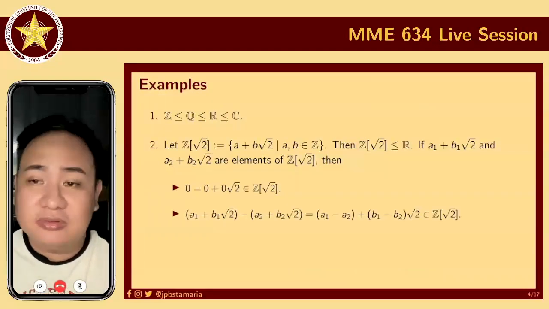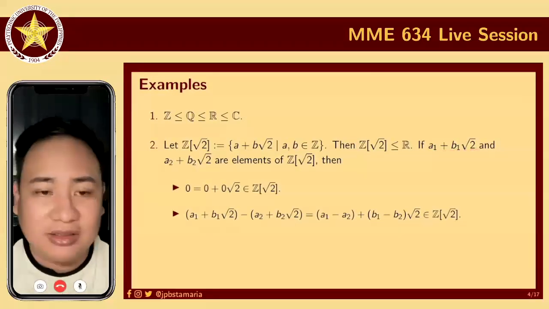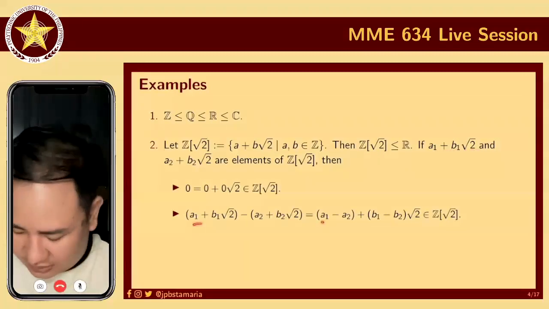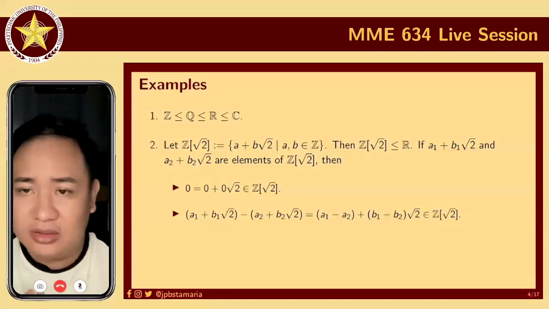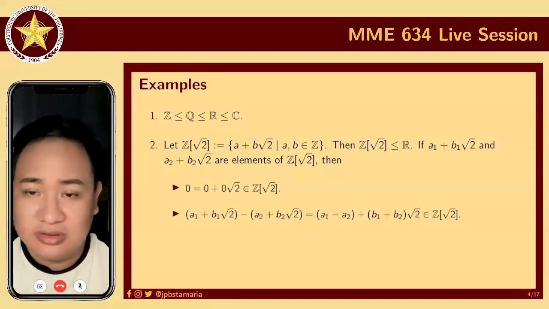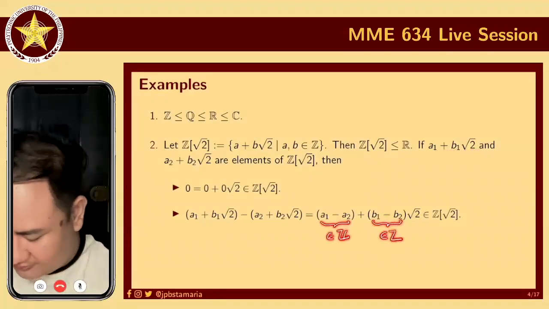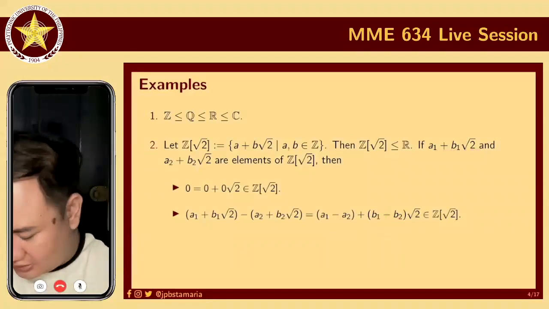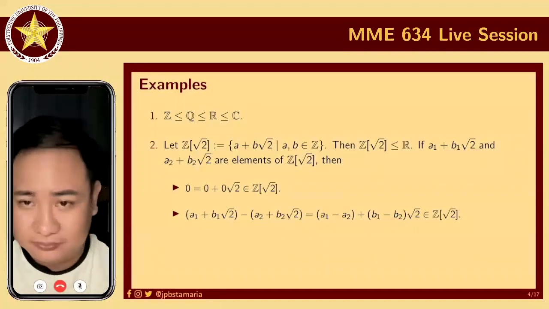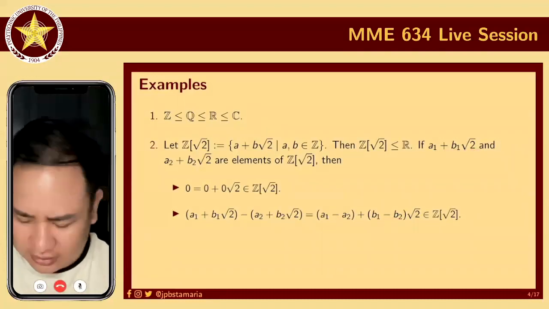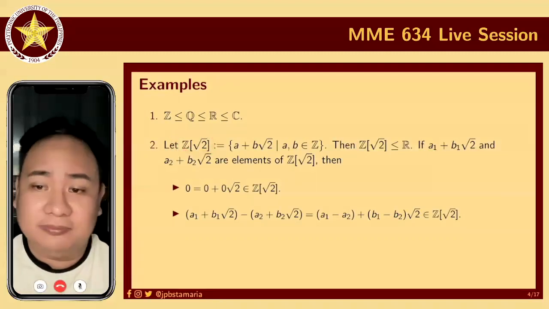If you take two elements and subtract them, how do we subtract? It goes like this: a1 minus a2 plus (b1 minus b2)√2. Now, remember, a1, a2, b1, b2 are integers. Therefore, this is an integer, and this is another integer. Therefore, this expression is again in Z[√2]. Okay? Later, I will explain this notation, why it is written that way. But for now, don't think about it yet.